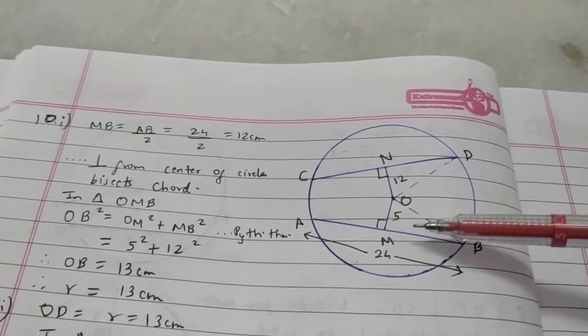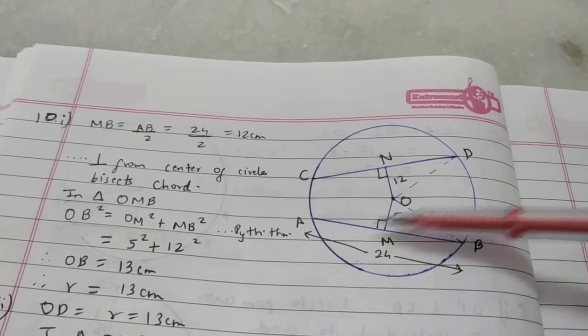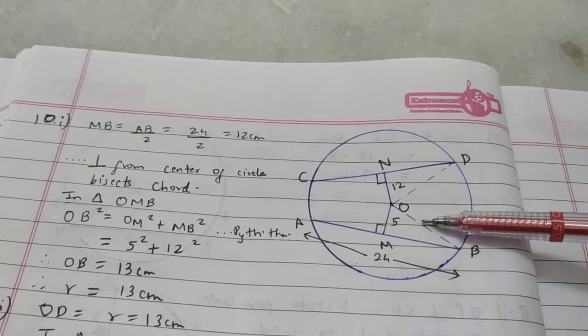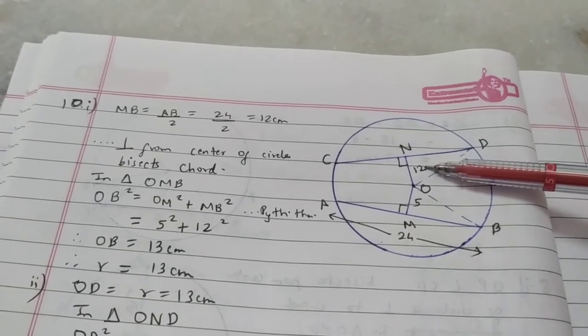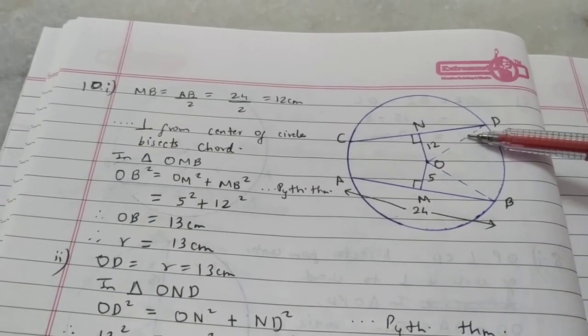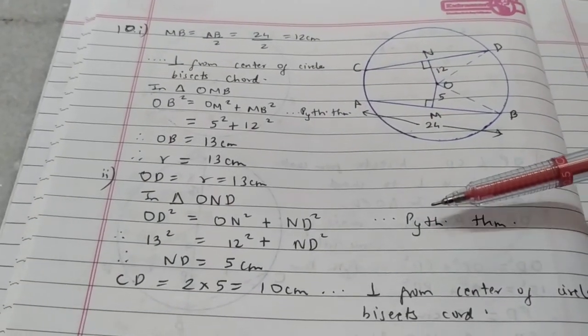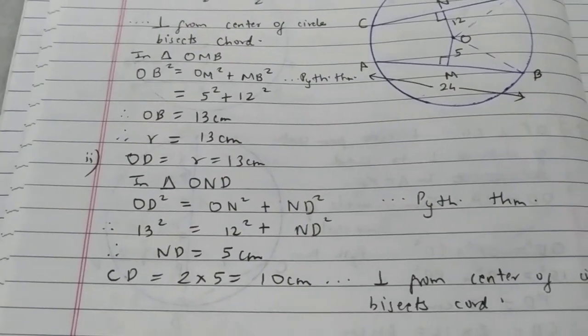So first of all, we know that MB will be half because that's a theorem. So half of 24 is 12. Use Pythagoras theorem, so OB will be 13. So OD is also 13, a radius of the same circle. Again, use Pythagoras theorem to find ND, and I know that it will be 5. And then double it up to get the answer as 10 centimeters. Write the statements carefully the way I have written.